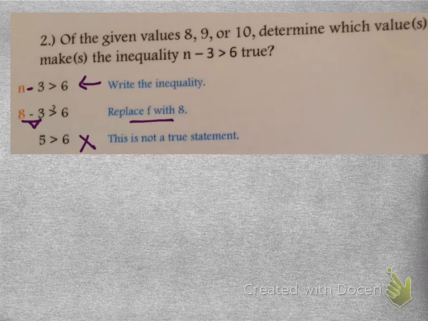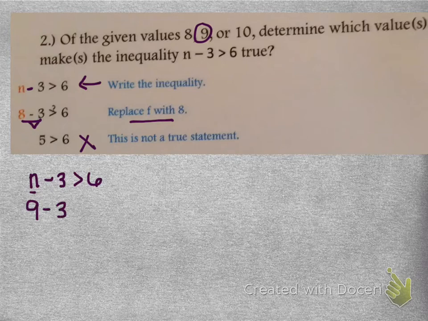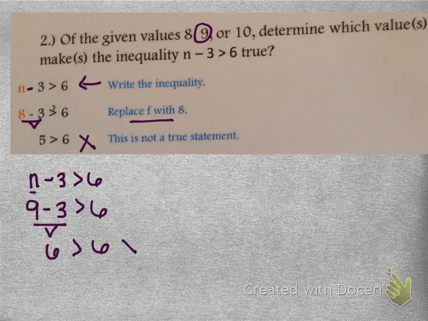So let's try that for 9. So we rewrite our inequality of n minus 3 greater than 6. Instead of our variable n, on the second step, we rewrite it with a number given, which is 9. 9 minus 3 is greater than 6. On our third step, we solve. 9 minus 3 is 6. Is 6 greater than 6? No. The statement is not true.